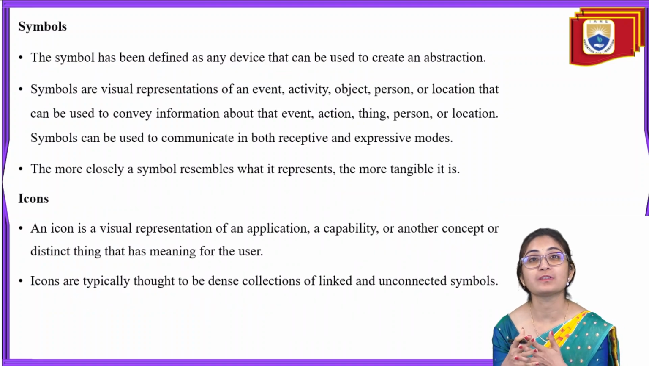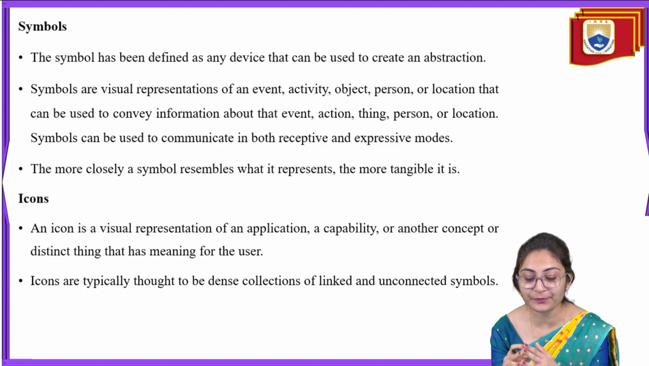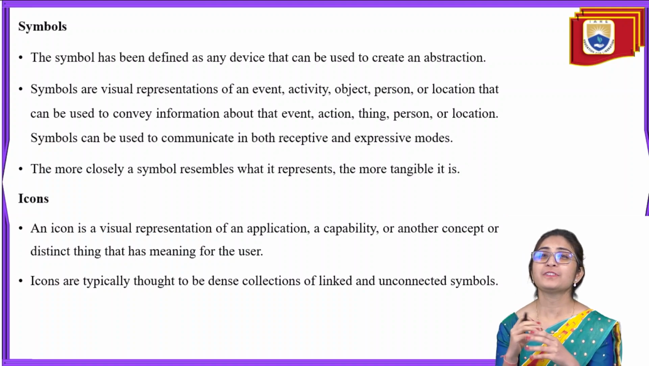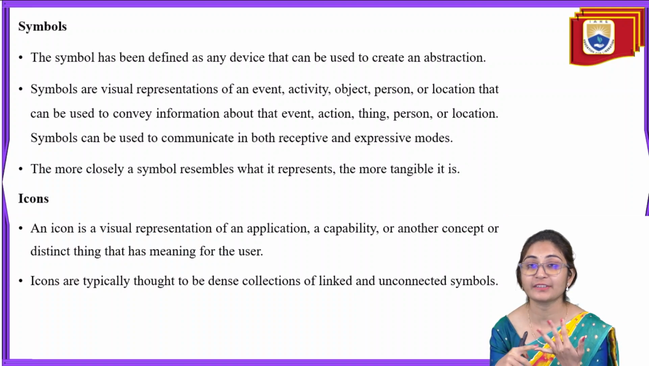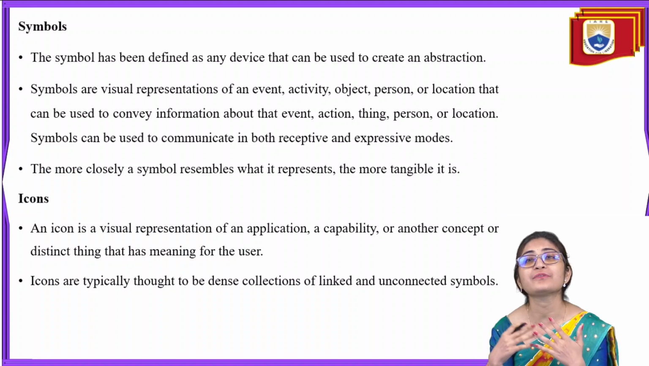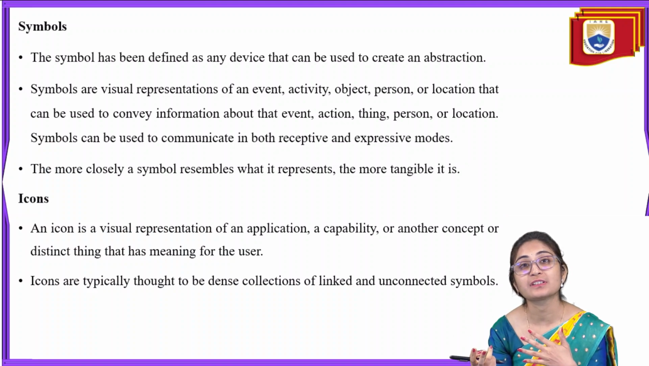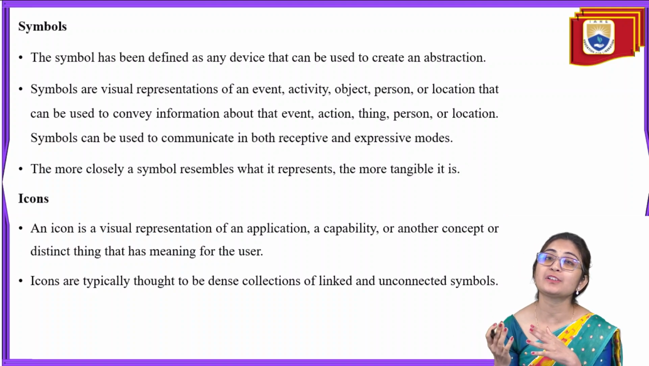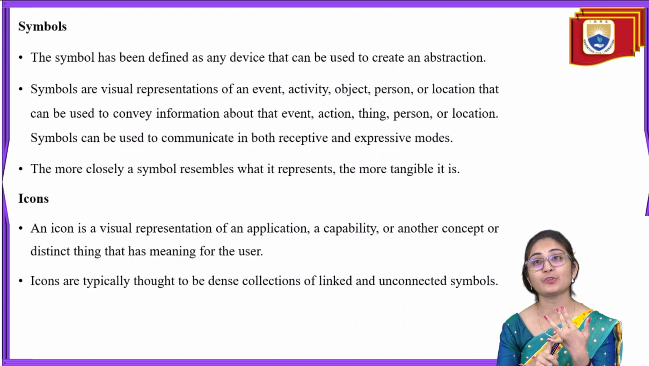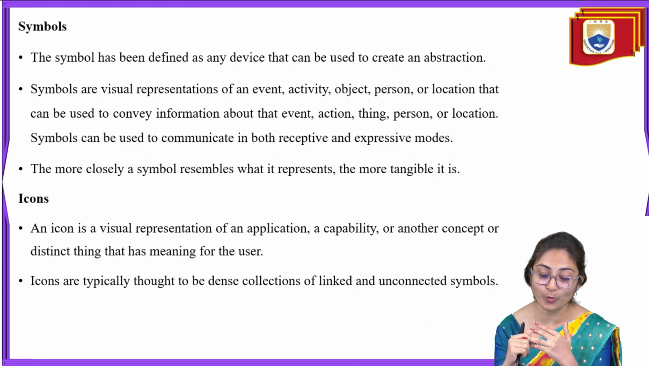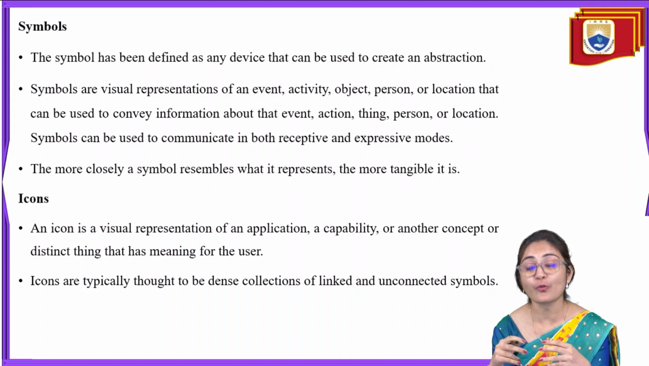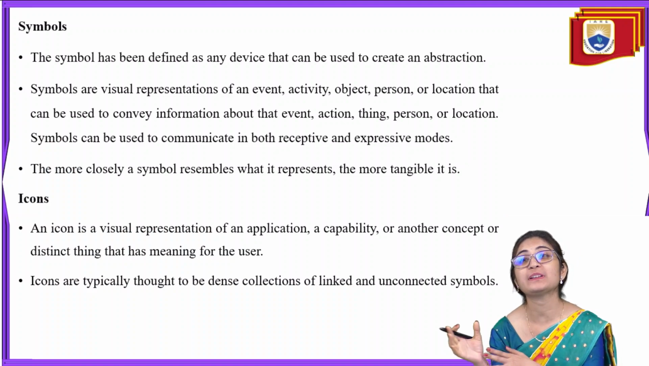Now, symbols. A symbol has been defined as any device that can be used to create an abstraction. Symbols are used to create abstractions like visual representations of an event, such as an activity, object, person or location. Everything can be used to convey information about any event, action, thing, person or location. So symbols can be used for communication purposes in both ways, receptive and expressive. The more closely a symbol resembles what it represents, the more tangible it is.